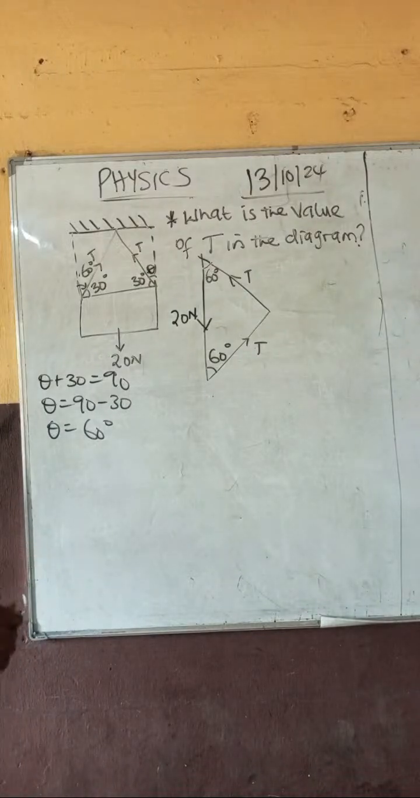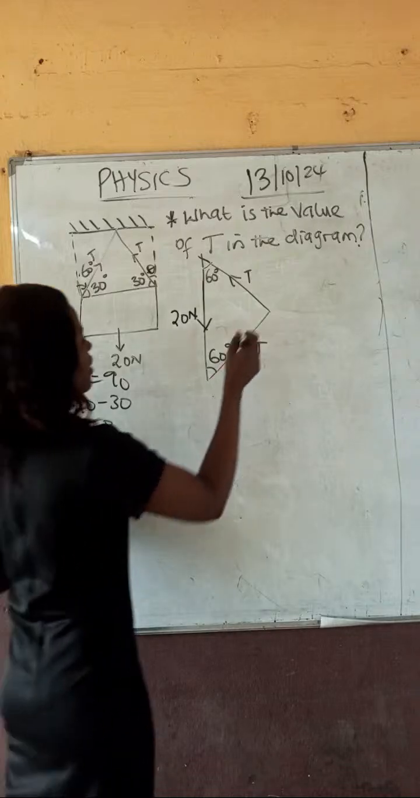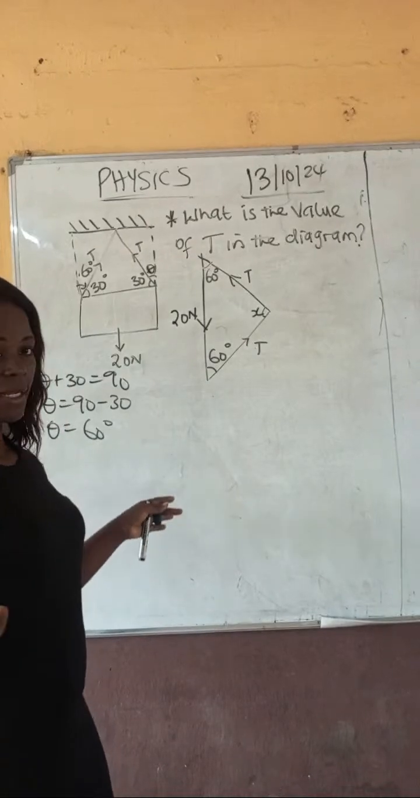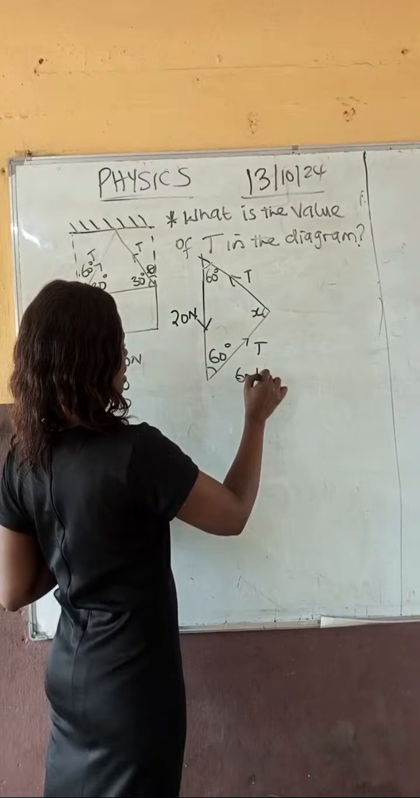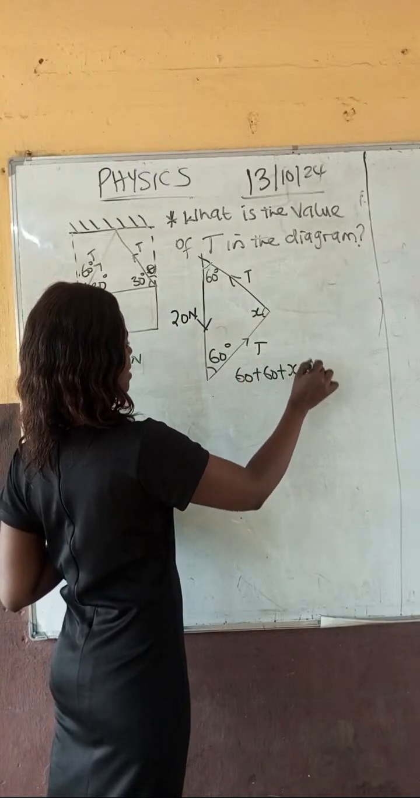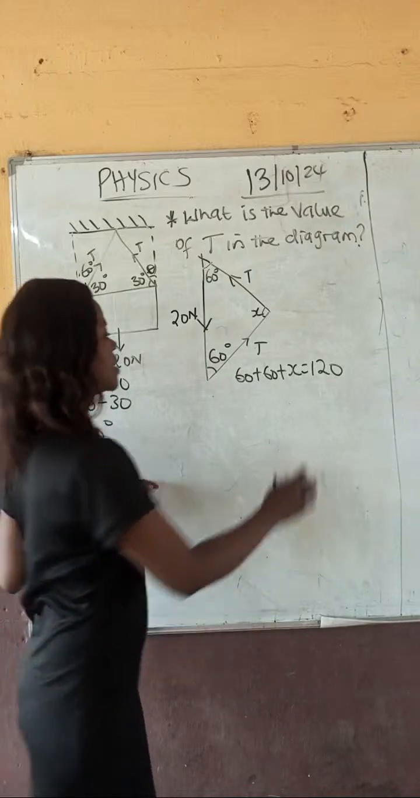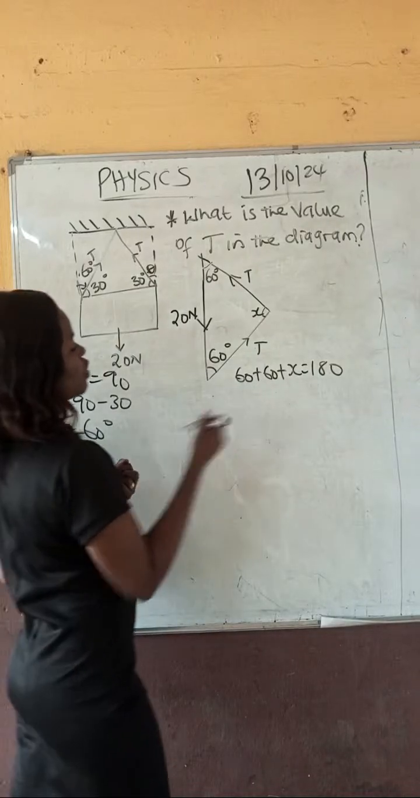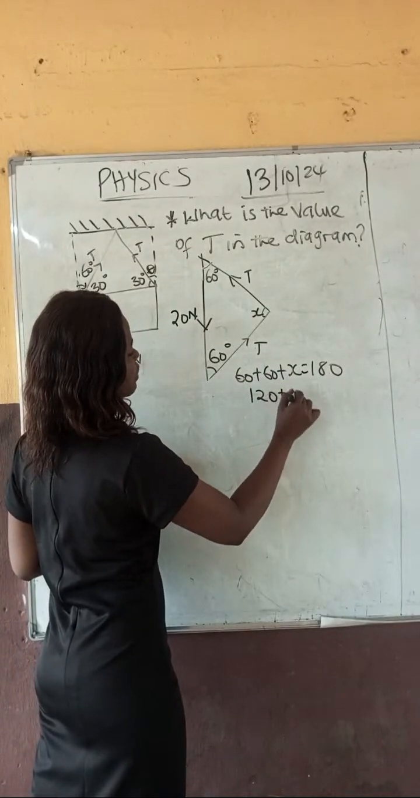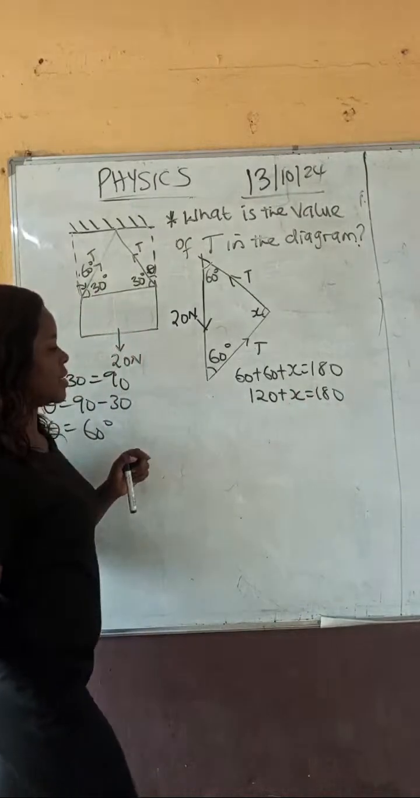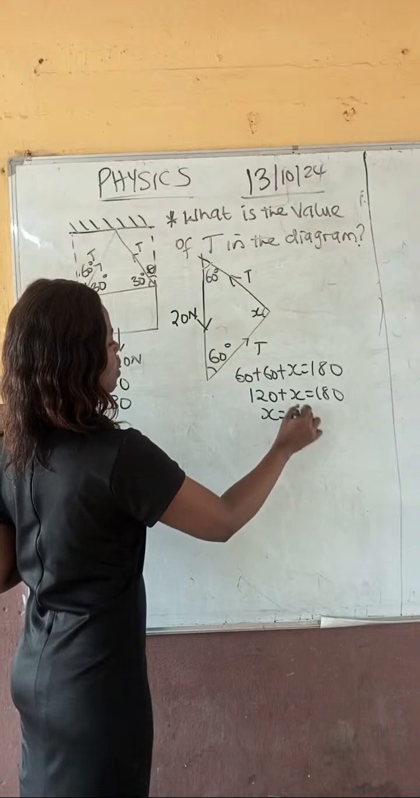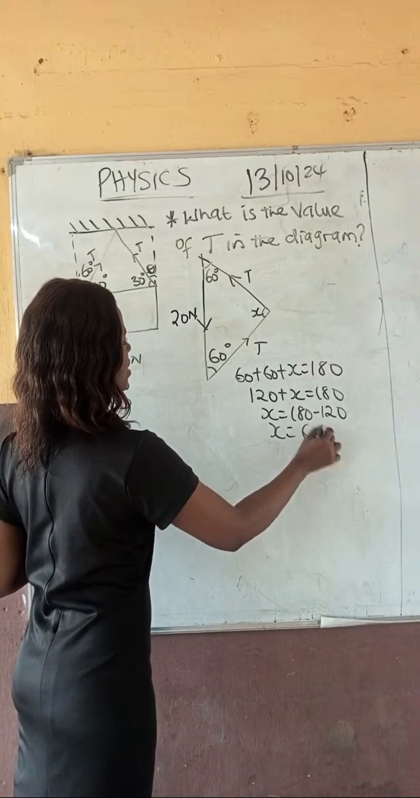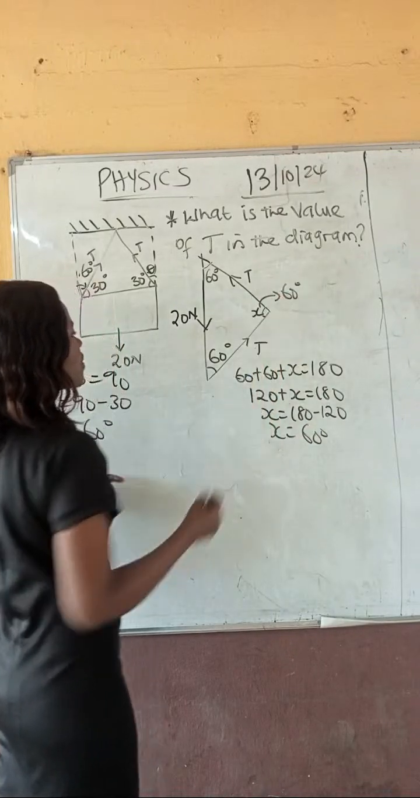Alright. Now for us to be able to solve, we should remember that we have to find this angle here, x. And the sum of angles in the triangle is equal to 180 degrees, right? Okay, so that will be 60 plus 60 plus x is equal to 180. So 60 plus 60 gives me 120 plus x is equal to 180. Then I will have 180 minus 120, x is equal to 60. So we have gotten this x to be 60 degrees.